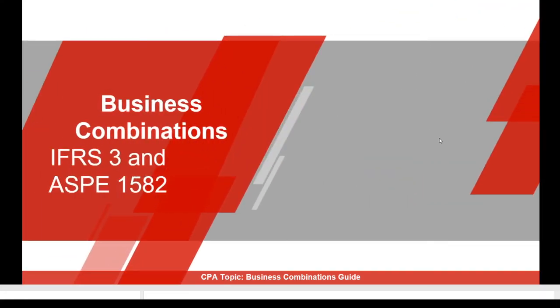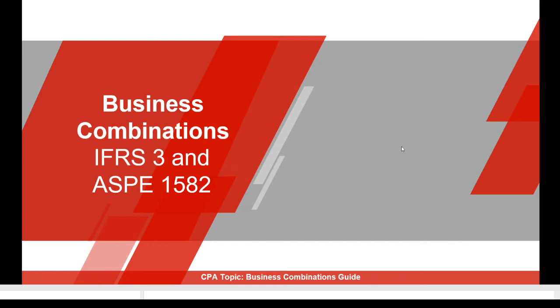So before we begin, we're going to talk about business combinations related to IFRS 3 and ASPE 1582. Okay, thank you. Seems like my sound is okay.